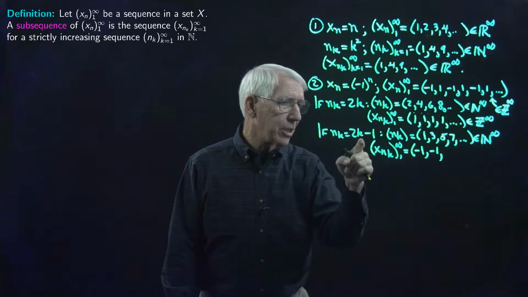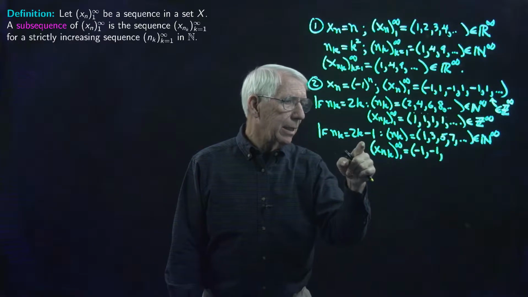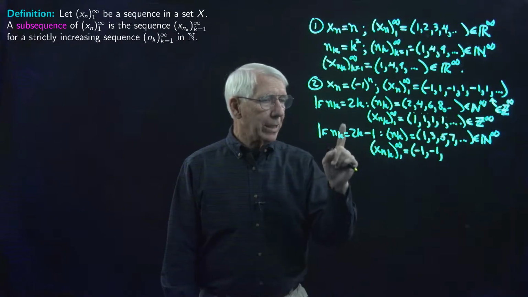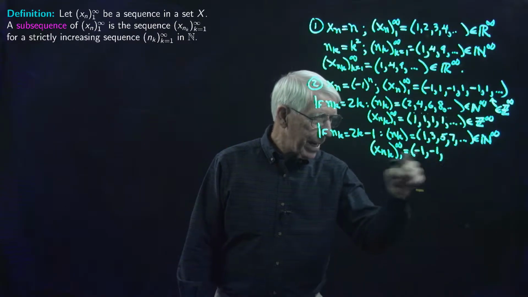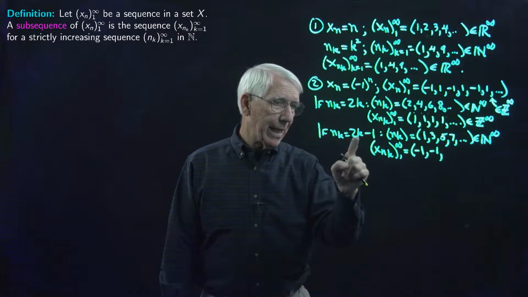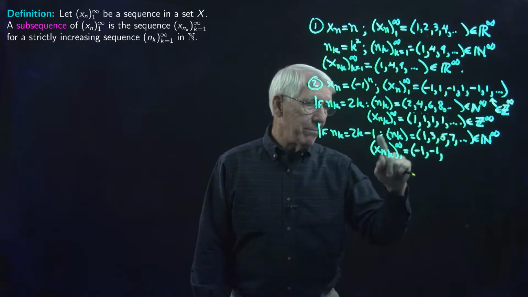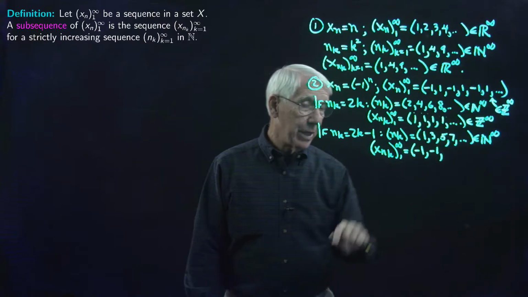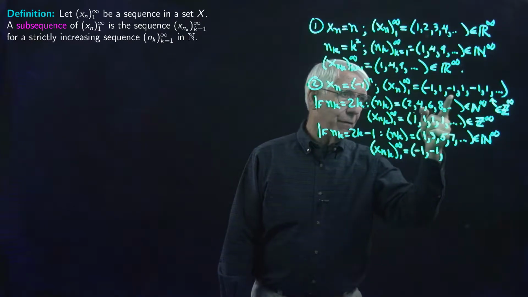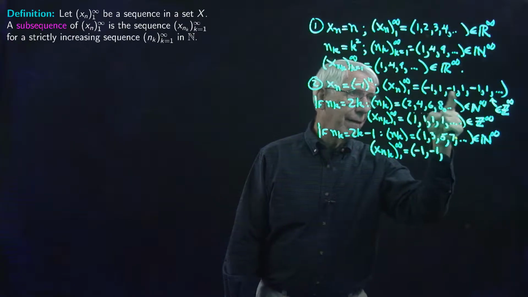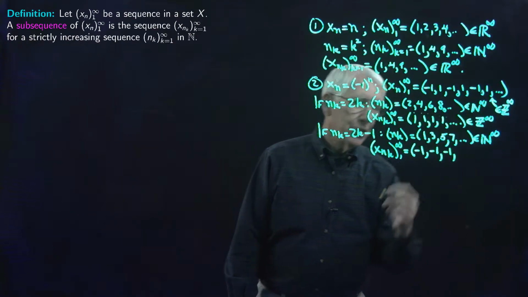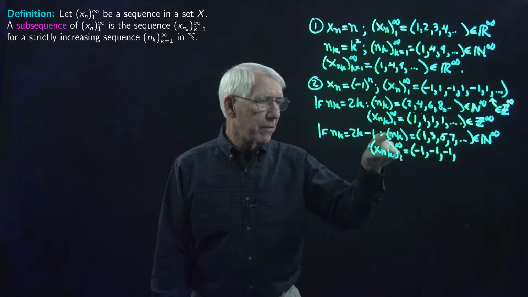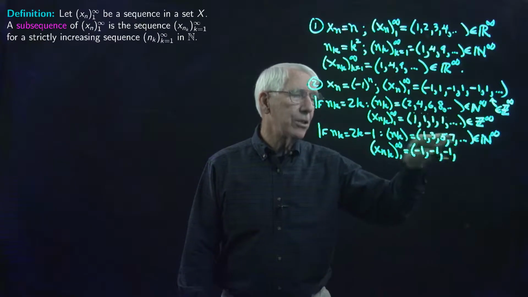When k is 3, I'm looking at the third term now of this sequence. When k is 3, nk is 5. So that means I'm looking at 5 as the third term of the nk sequence, and so I'm looking at the fifth term of the original sequence, minus 1. And so 2k minus 1 is always odd. In fact, the sequence of nks is the sequence of odd natural numbers.